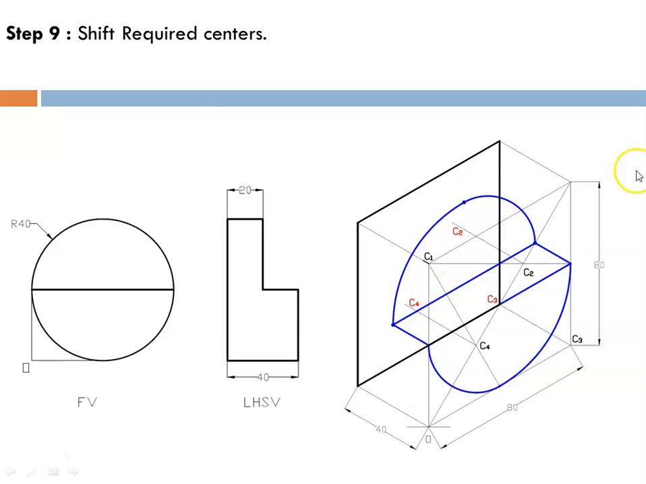Now this third plane is 40 mm from the origin. So from here it is at 40 mm. From here it is at 40 mm. So from the origin, this plane, you can see here, it is at 40 mm. And if you want to draw a circle on this plane, then the required centers C4, C3 and C2 must be shifted in the same direction by 40 mm. Okay, so C4 is shifted by 40 mm, C3 is shifted by 40 mm and C2 is shifted by 40 mm.